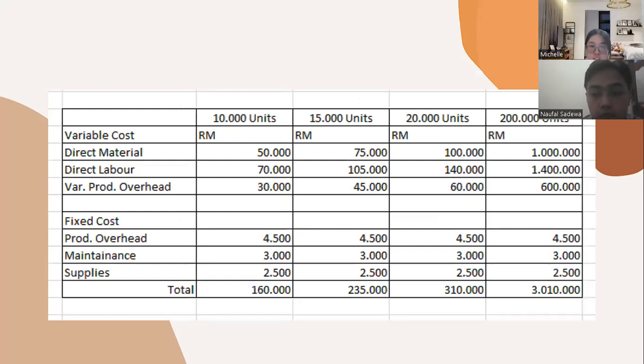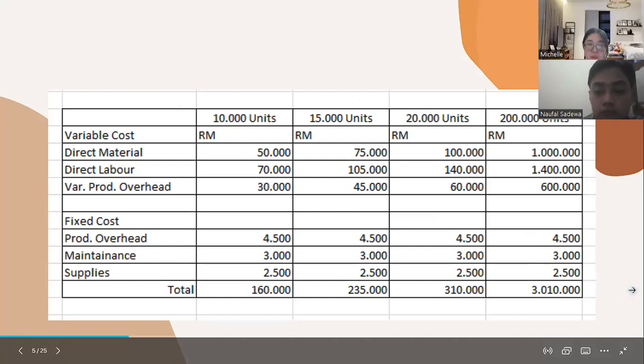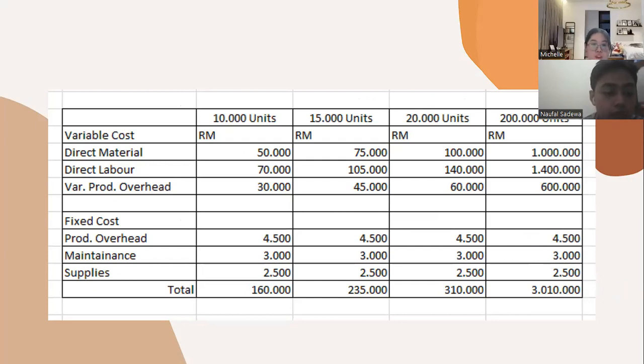And this is how we calculate for 10,000 units, 15,000 units, 20,000 units, and 200,000 units. Then we calculate direct material, 10,000 times 5 from the previous slide, then direct labor times 7, and the variable production overhead times 3. We calculate this by multiplying the units by the cost for each unit. And for the fixed cost, because it's fixed, there is no difference across the units. So here is the total for 10,000 units, then 15,000 units, 20,000 units, and 200,000 units.